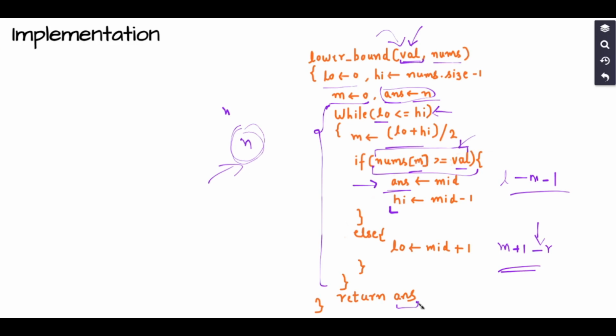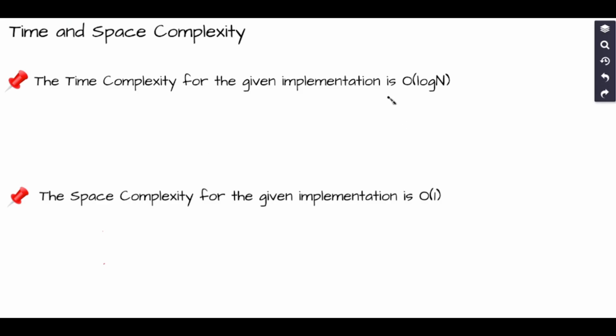Fine, so let's jump to the time and space complexity. So since this is just a binary search, the time complexity would be log n, while the space complexity would be constant. Fine, so let's implement the solution in code.